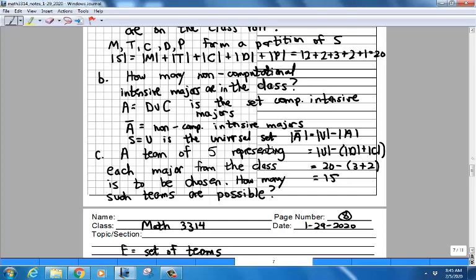So that's inclusion-exclusion, and our other theorem, which doesn't have a name, is about how to count the complement of a set. It's just the size of the universal set minus the size of the set used to form the complement. So we ended up here with the answer, which is almost the least interesting part of the question: 15 non-computationally intensive majors.